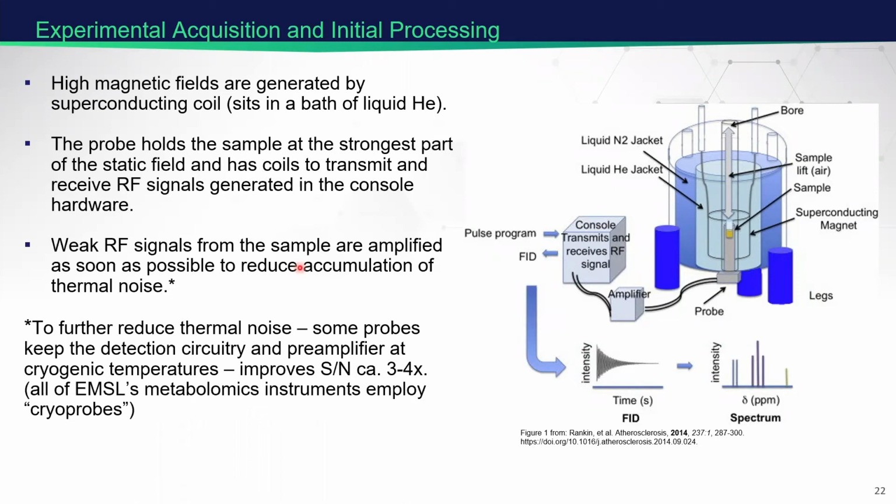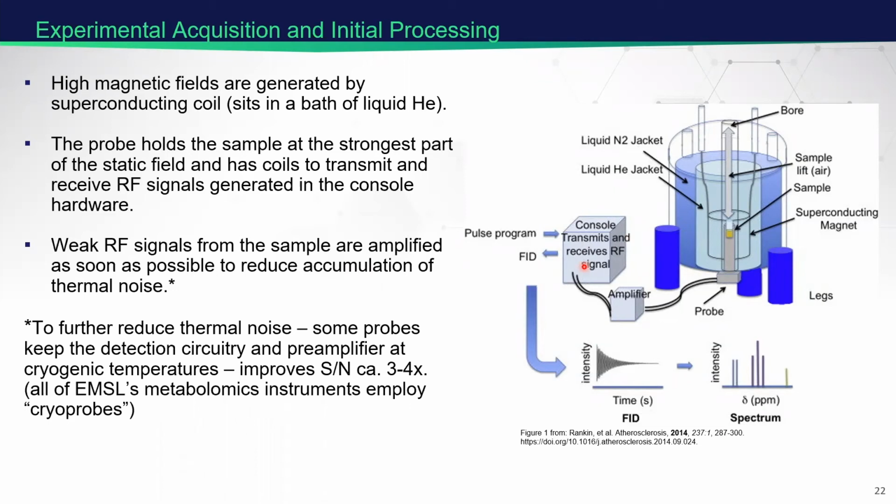Now the probe that the sample goes in is usually inserted in the bore of the magnet, and it holds the sample at the strongest part of the static field. And it has coils to transmit and receive the radio frequency signals that are generated in the hardware over here.